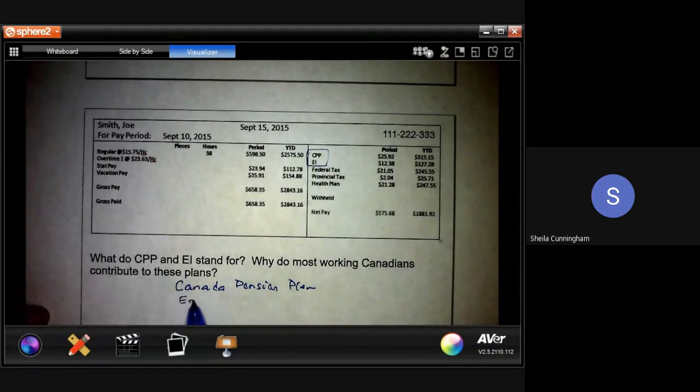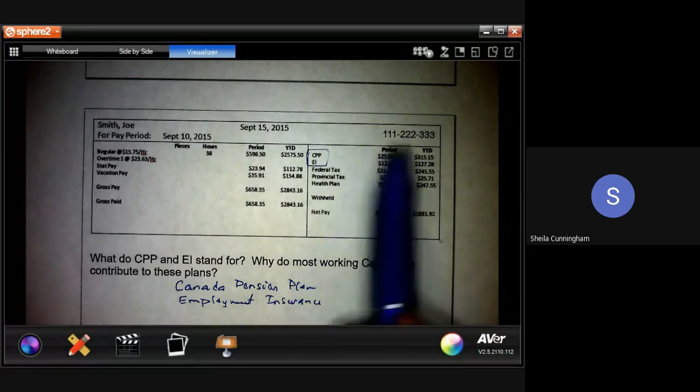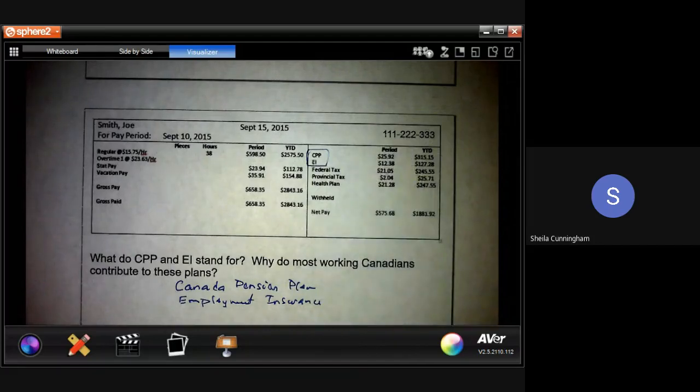EI is employment insurance. So this is essentially an insurance you pay into so that if something should happen and you get laid off from your job, you lose your job, the company has to close and you lose your job that way, you've paid into employment insurance. And as long as you put in X amount of hours and contributed, then you will be able to claim employment insurance where you basically will get paid until you can find another job within the next year.